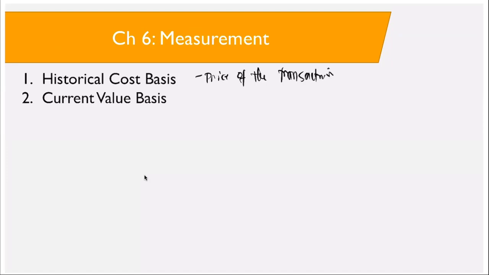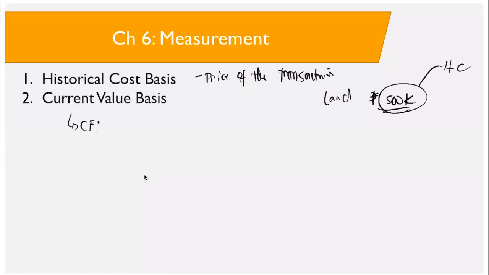So for example, you purchase property, plant, and equipment. Let's say you purchase land for 500,000 pesos. 500,000 is the historical cost. So whatever is the price of the transaction, that is the historical cost. How about a current value basis?